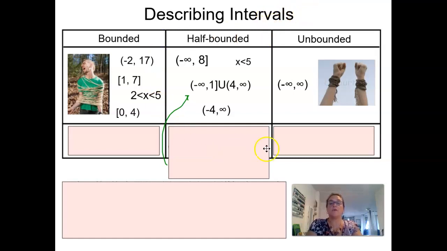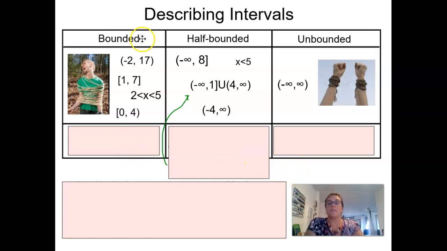So in the graphic organizer on this page, I've put examples of some bounded intervals, some half-bounded intervals, and an unbounded interval. And I'd like you to pause the video and just look at those examples carefully, write down a definition for each of those different types of intervals. And then when you're ready, go ahead and turn the video back on and we'll see what they mean.